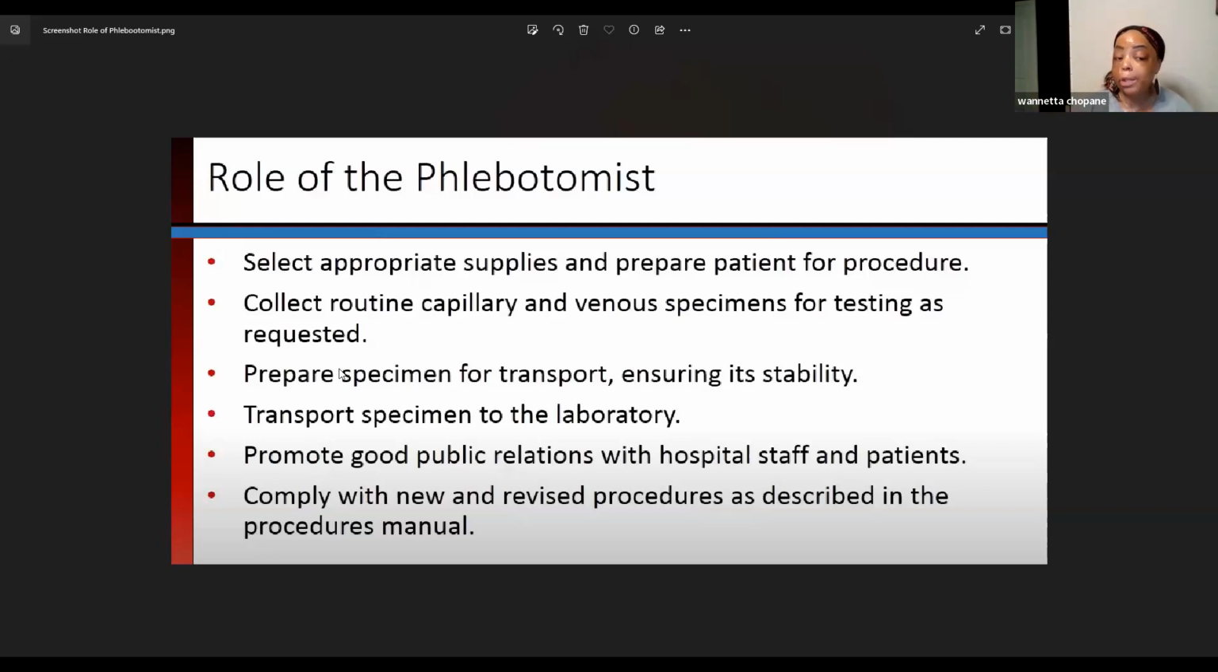As a phlebotomist, you're going to prepare specimens for transport. You may go to work one day and your supervisor will tell you, okay, Lakeisha, you're not going to draw blood today. I just need you to transport the specimens to the lab. That's still a role of a phlebotomist, okay? Transporting the specimens to the laboratory, that's a role. You also may promote good relations with the hospital staff and patients because you're going to see them all the time. Comply with new and revised procedures as described in the procedure manual.